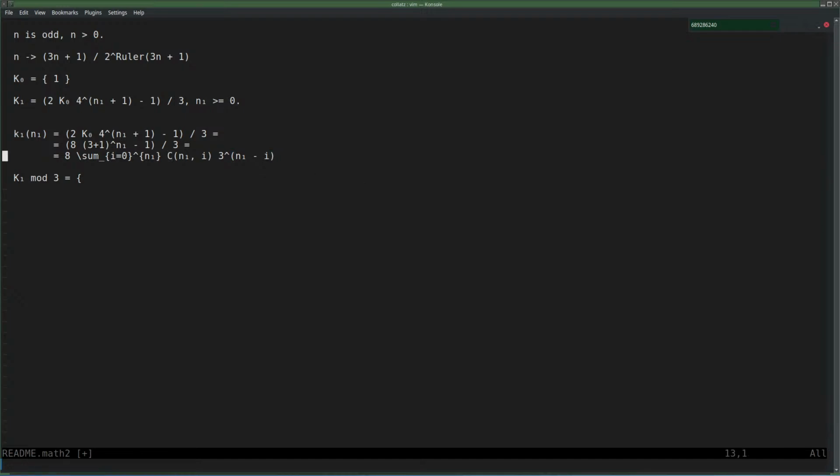So we can write it like this. Now we have written out this polynomial as a polynomial of 3, and the coefficients are equal to the binomial, and then times 8, and then all of that divided by 3. I'm missing a minus 1 here now. This minus 1 goes after the sum.